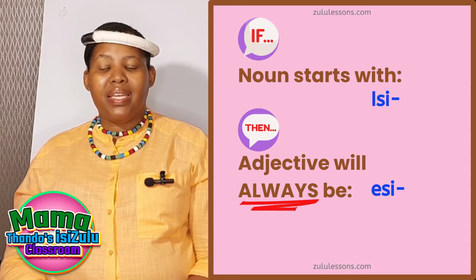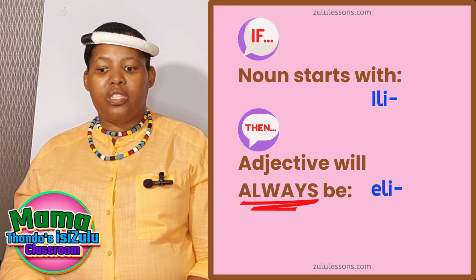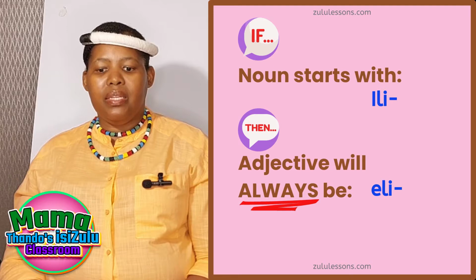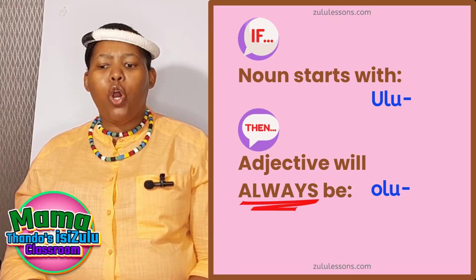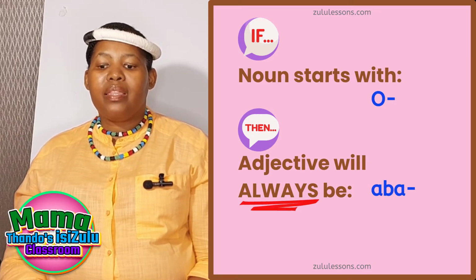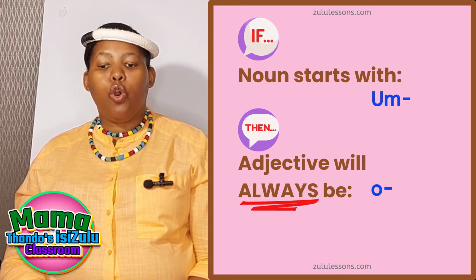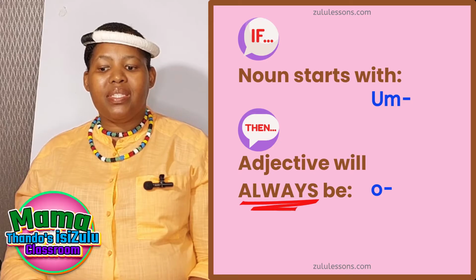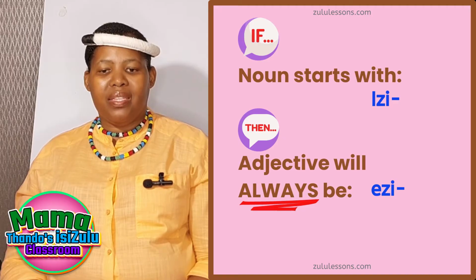If a word starts with isi, then its adjective will always start with esi. If a word starts with ili, then its adjective will always start with eli. If a word starts with ulu, then its adjective will always start with olu. If a word starts with o, then its adjective will always start with aba. If a word starts with u, then its adjective will always start with o. If a word starts with izi, then the adjective will always start with ezi.